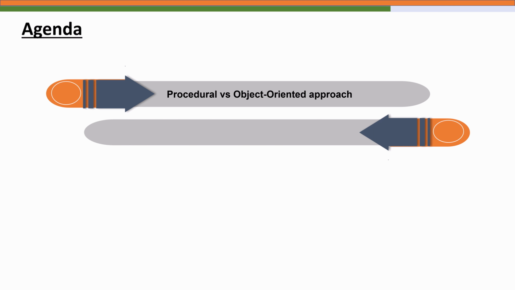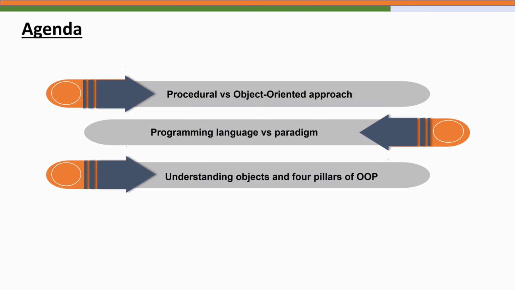Next, we will see what is the difference between programming language and paradigm. Next, we will understand objects and the four pillars of OOP that are encapsulation, abstraction, inheritance, and polymorphism. These pillars are what basically gives OOP its structure, flexibility, and power.